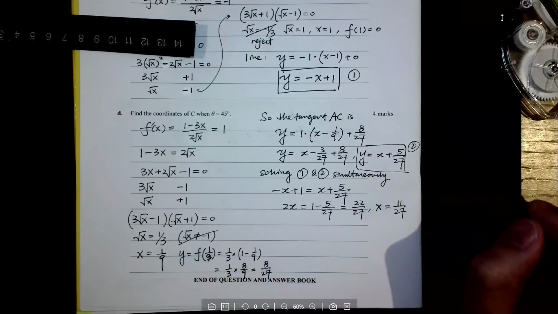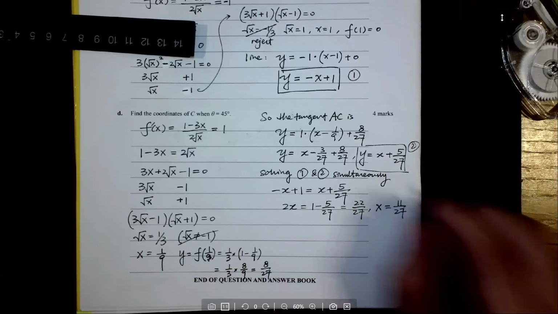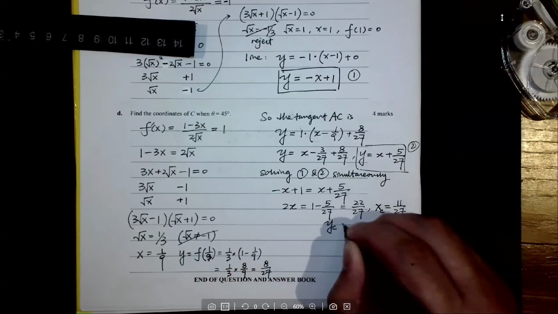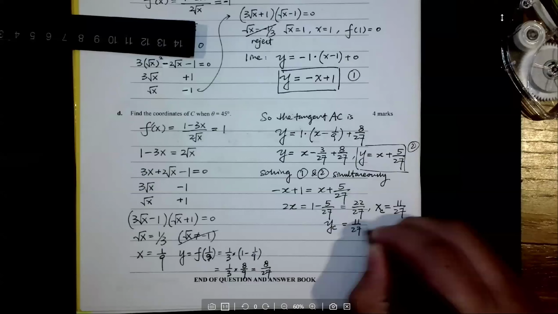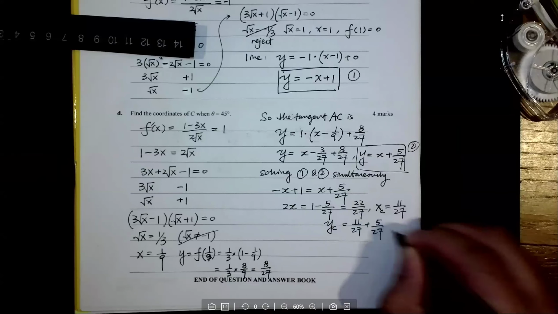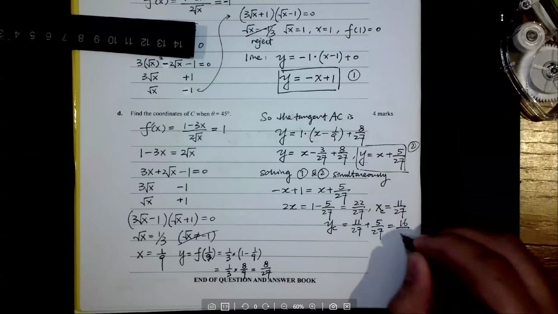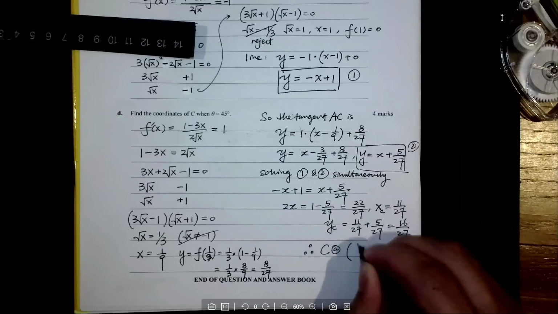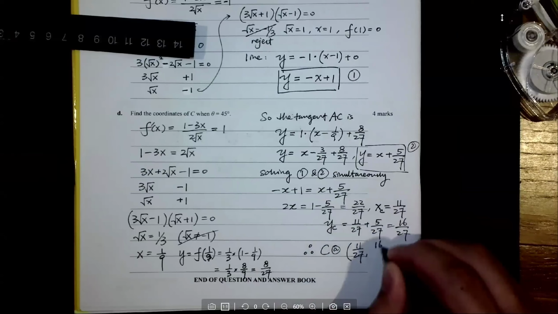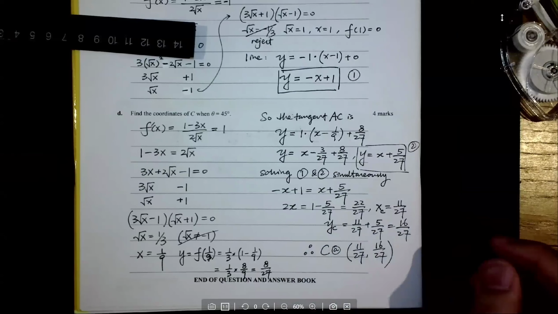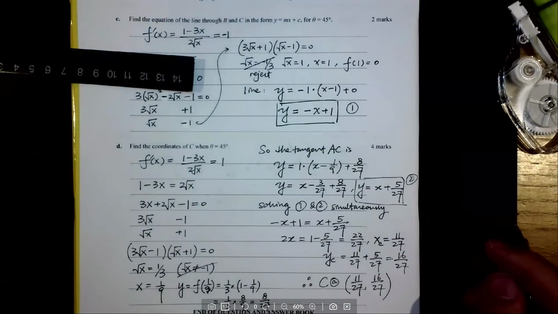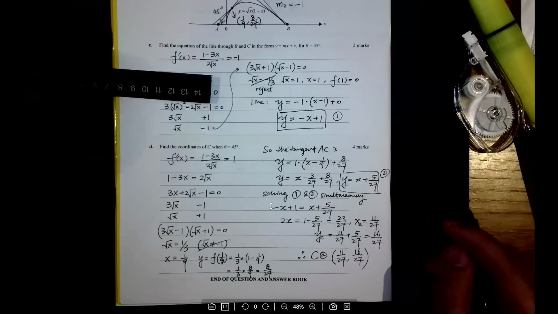And the next thing is I'm going to solve into one of the equations, say this equation. This is xc, yc is 11/27 plus 5/27, which is 16 divided by 27. So therefore, point C is at (11/27, 16/27). And the problem's done. Okay? All right, so that is pretty much what we need for this question.